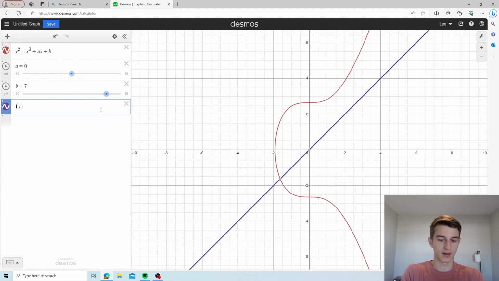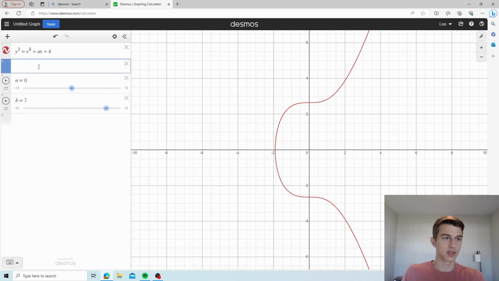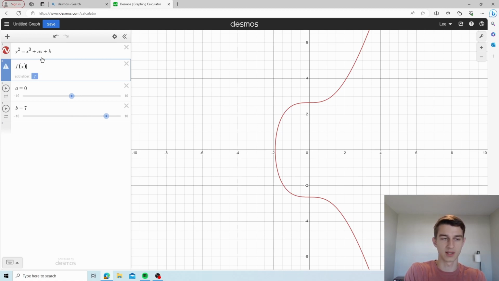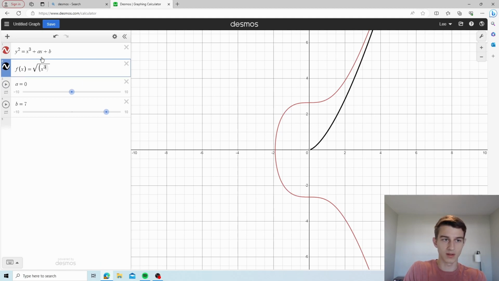So we can have x1, and I'm actually going to put, instead of just doing x and y here, I'm going to make a functional version of this expression. So I'm going to just take the square root of the right side of the equation here, and I'm going to plug in a and b. So what we have is f of x equals square root of x cubed plus 7.